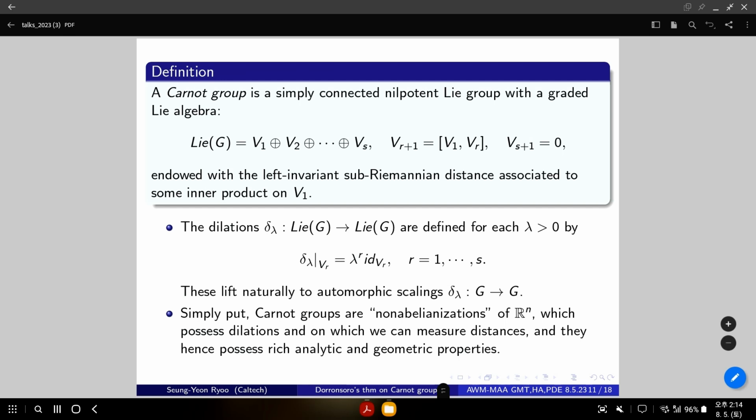For those who didn't get what I said, you can just take away the message that Carnot groups are non-abelian analogues of R^n, which still possess a dilation and a distance structure. So you can still perform analysis and geometry on them and compare them to what you get on R^n.